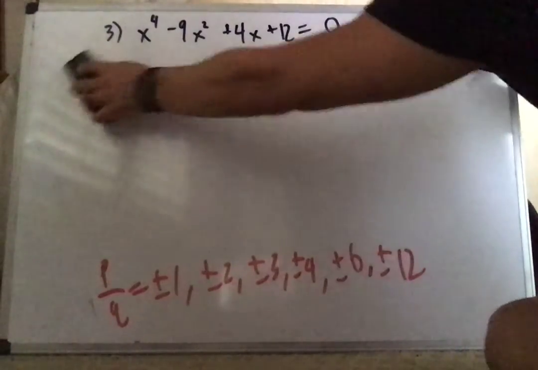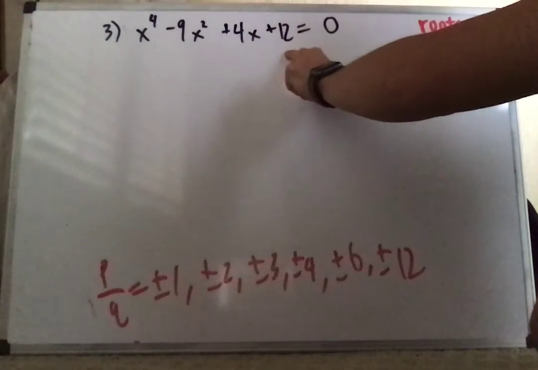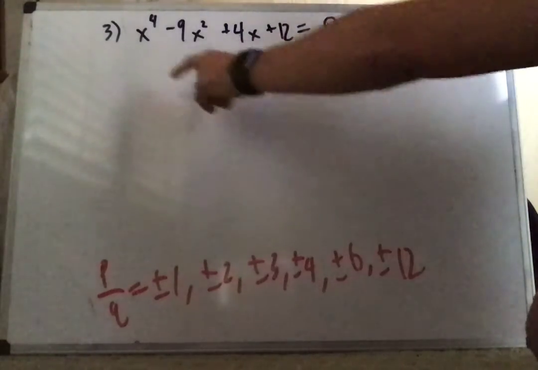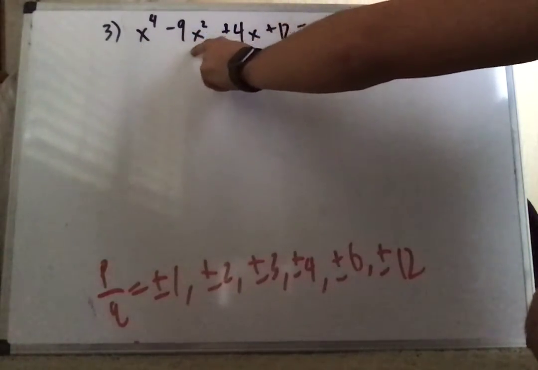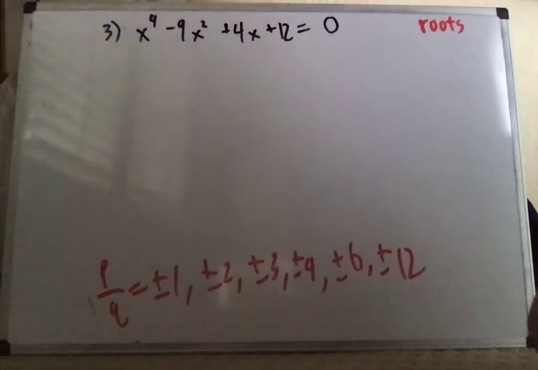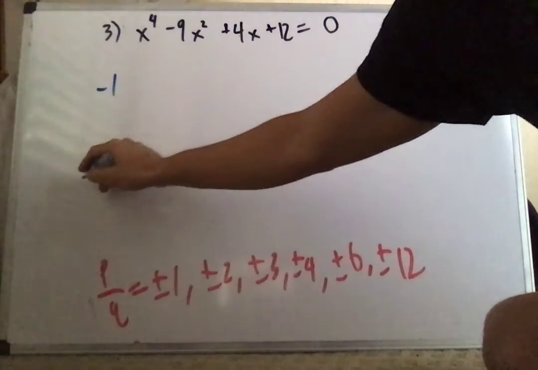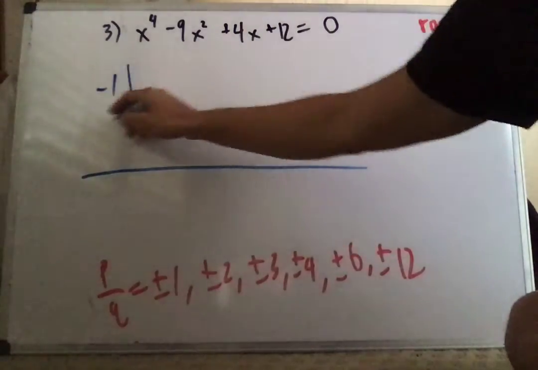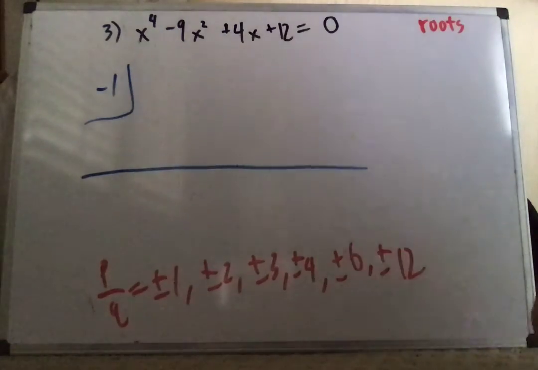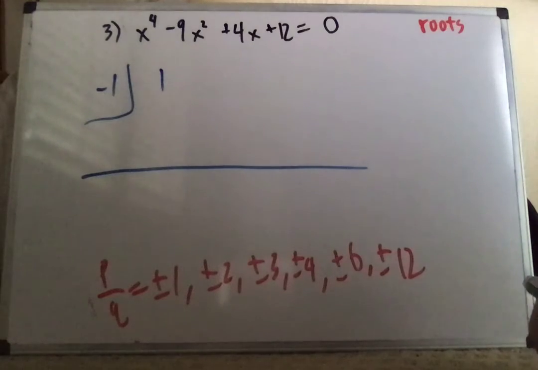But I can do a little spot check first. Let's see if I plug in 1, is that going to give me 0? 1 minus 9 plus 4 plus 12 is not 0. What about negative 1? That'll be 1, minus 9, minus 4, plus 12, oh, that is 0. Actually, let's just be thorough and check with synthetic division. We're going to want to check this either way because I want to know what the resulting polynomial is after I divide.